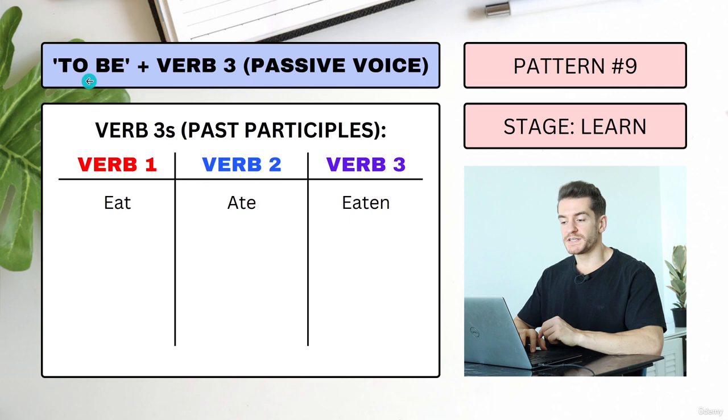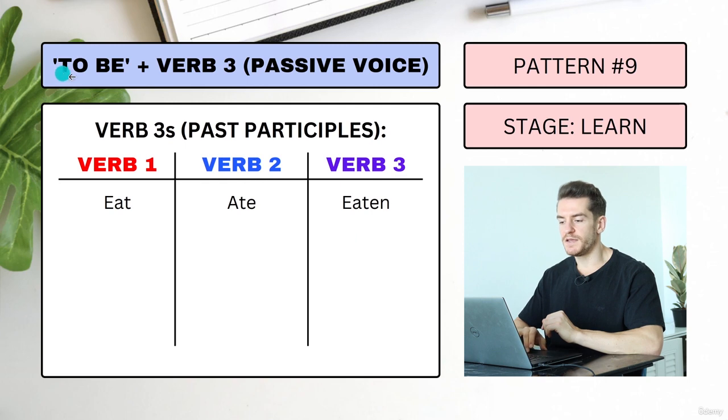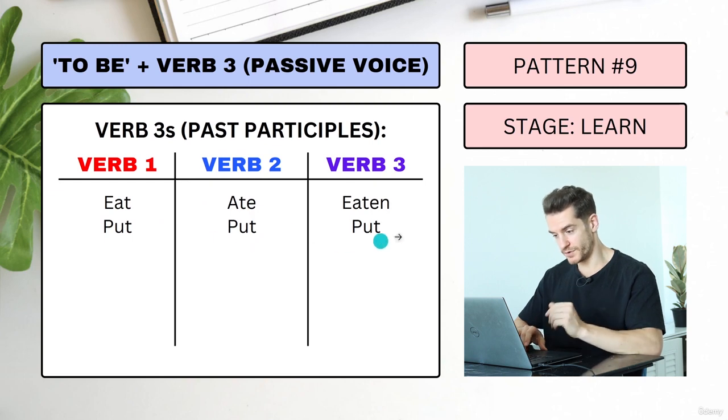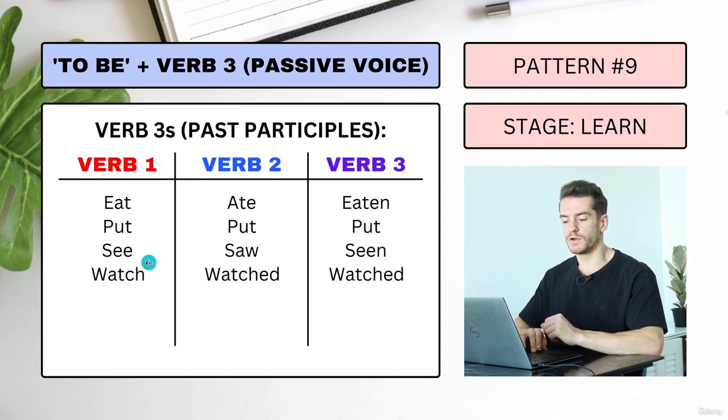So if we use this pattern, we need to use verb 3. An example could be, the cake was eaten. Simple. To be plus verb 3. Let's have a look at some more examples. Put, put, put. So this is very, very simple, guys. Verb 1 is put, verb 2 is put, verb 3 is put. See, saw, seen. So if you want to make a passive voice sentence with this verb, you need to choose seen. Next one, watch, watched, and watched.